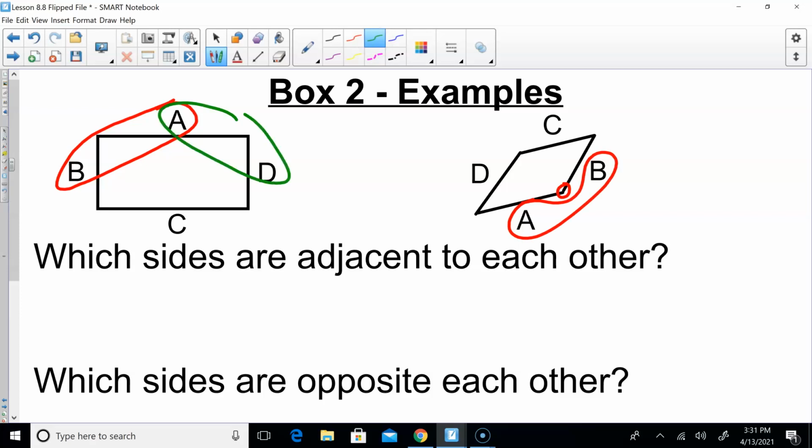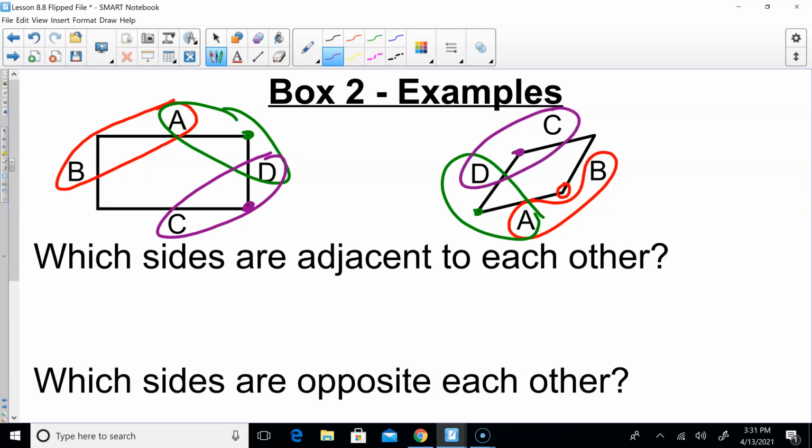A and D would work because they meet at this point right here. A and D would work on this one as well because they meet at that point. We also have C and D would work because they meet at this point, just like C and D meet right here at this point. And we've got B and C because they meet at this point, and B and C meet at that point. So in a sense, we're always going to have four adjacent sides because the lines have to make the four sides. But now, which sides are opposite of each other?